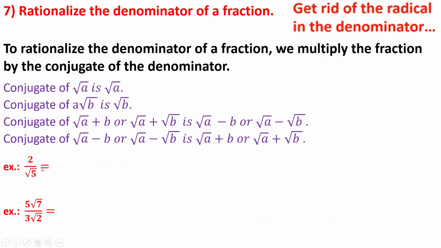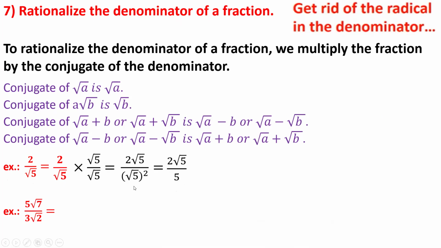For example, 2 over radical 5. Since I have a radical in the denominator, I should rationalize. So 2 over radical 5, I multiply it by a fraction, the conjugate of the denominator. So I multiply it by radical 5 over radical 5. 2 times radical 5 is 2 radical 5. Radical 5 times radical 5 is radical 5 squared. Radical 5 squared is 5, so 2 radical 5 over 5. Now, if I look at my fraction, the denominator is rationalized.